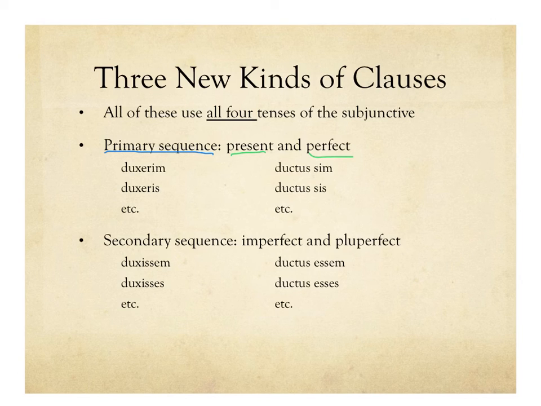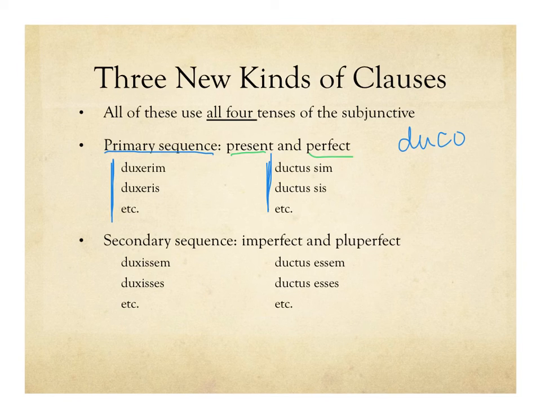And since we haven't been looking at the perfect subjunctive lately, I just wanted to remind you of what it looks like. And I'm using here the verb duco just as an example, but you can see that the perfect active looks a lot like the future perfect, almost completely. And the perfect passive has that fourth principal part plus the present subjunctive of the verb to be. Ductus sum, ductus sis, ductus sit, etc.